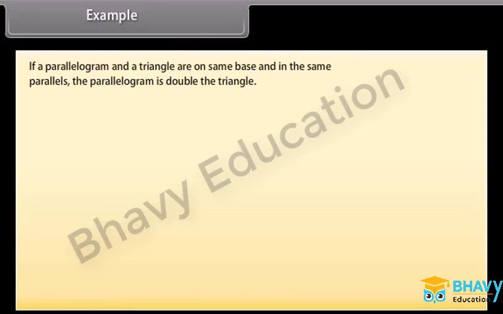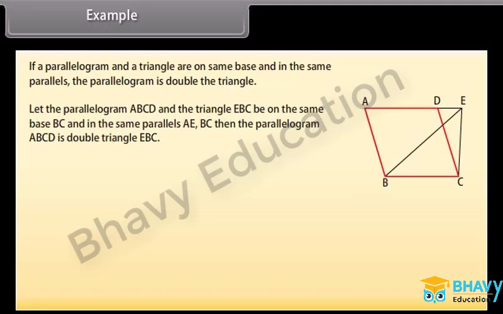Example. Let's prove an example now. If a parallelogram and a triangle are on same base and in the same parallels, the parallelogram is double the triangle. Let the parallelogram ABCD and the triangle EBC be on the same base BC and in the same parallels AE, BC. Then the parallelogram ABCD is double the triangle EBC.